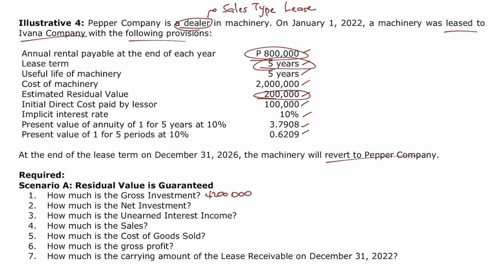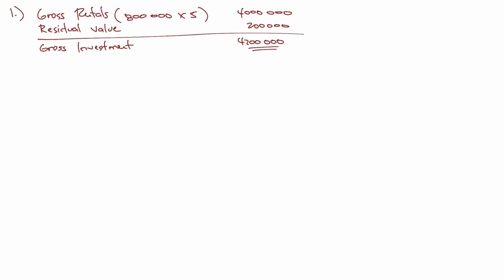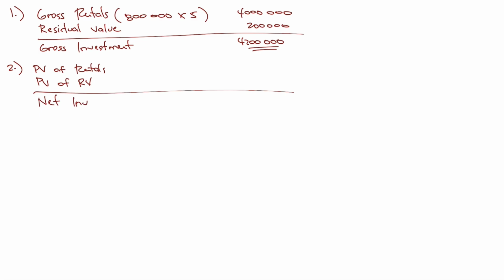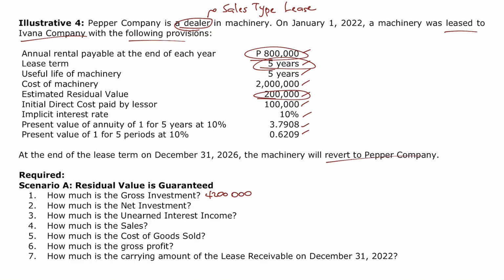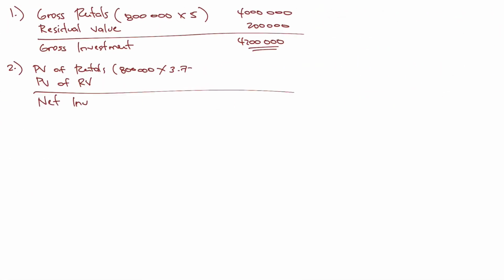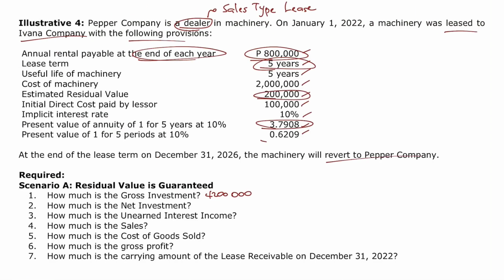Requirement number 2, how much is the net investment? Kapag sales type lease, net investment will be different because kapag sales type lease, it will be the present value of rentals plus the present value of residual value. Kasi kanina, sa direct finance lease, net investment is equal to the cost plus initial direct cost. So, magkaiba sila, ha? So, present value of rentals will be equal to 800,000 times yung present value factor of ordinary annuity. Sir, bakit ordinary annuity? Kasi payable at the end of each year. Okay? So, payable at the end of each year. So, ordinary annuity is equal to 3.7908. So, lalagay ko dito 3.7908. Then, residual value is 200,000 times the present value of 1, which is 0.6209.